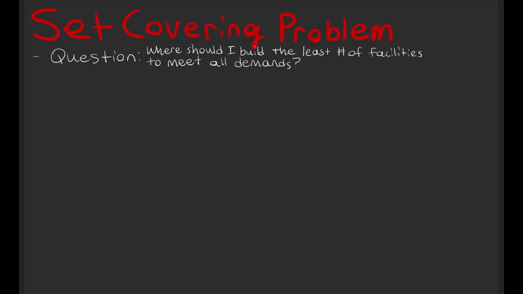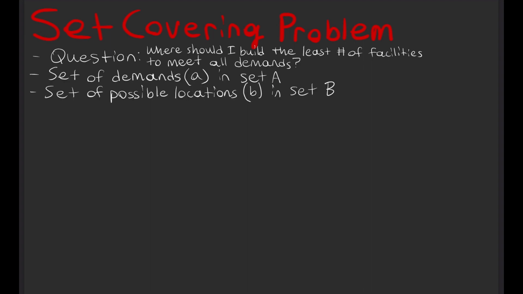First, we'll focus on the set covering problem. I'm going to define the problem for us. The question we're trying to answer is, where should I build the least number of facilities to meet all the demands? In set A, we have our demands A. In set B, we have our possible locations B, where we can build our facilities.